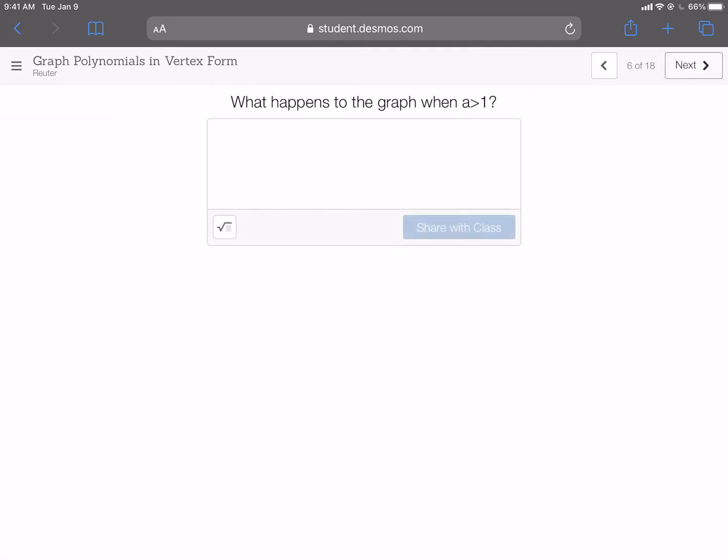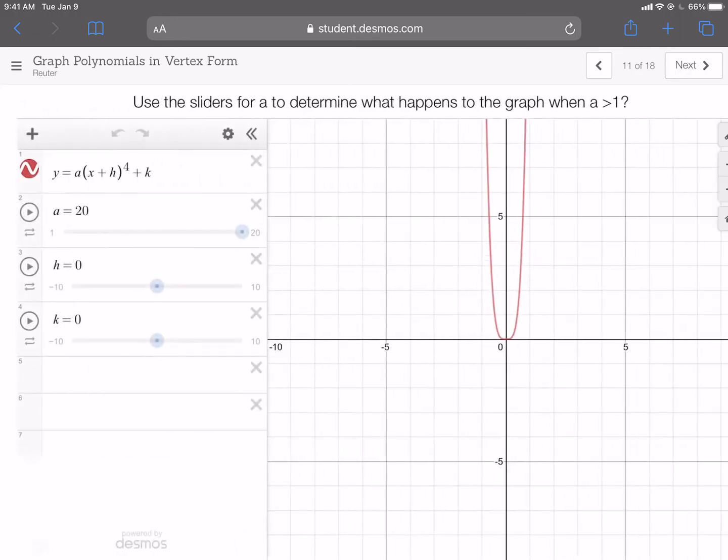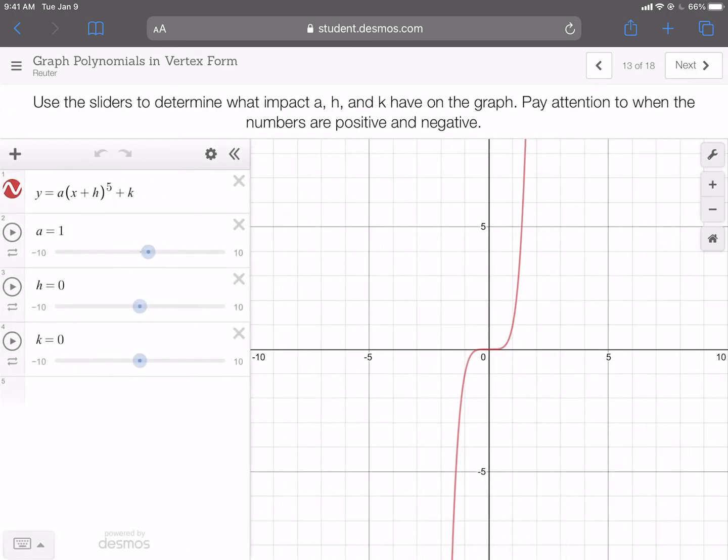Okay? So if we go and look at our fifth power, here's our fourth power, fifth power. If I change my h value, as I go positive, it goes to the left. If I go negative, it goes to the right. So it follows that same shifting pattern, the opposite direction inside the parentheses, because that's where our h is located.